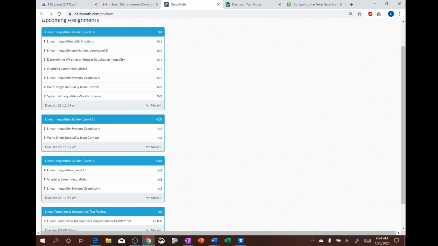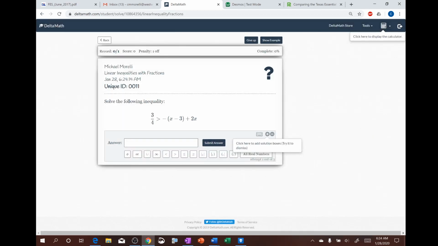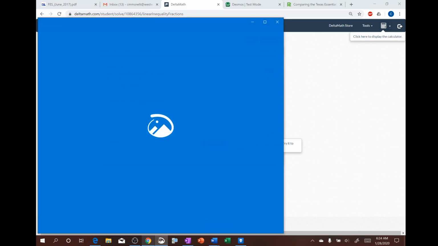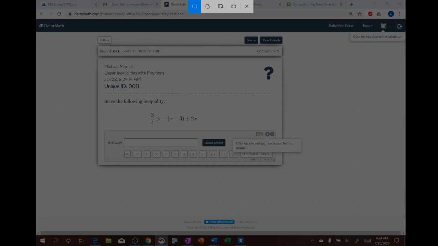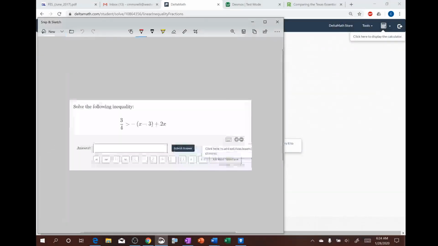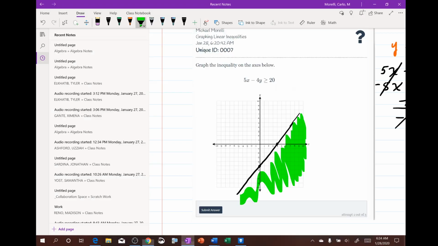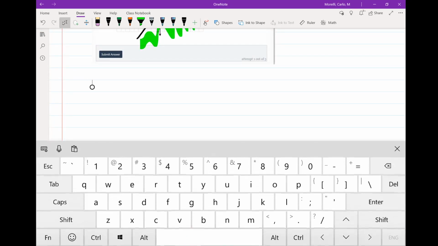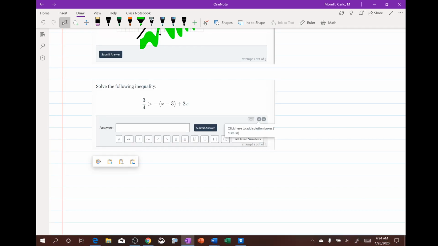Okay, so that's level 2, and now we'll do level 3, linear inequalities with fractions. We'll grab this because we need to work it out. So here's this one that we need to do. Solve the following linear inequality. All right, so this is going to take a little bit of work, but it's really not all that hard. You just have to kind of work with it a little bit.